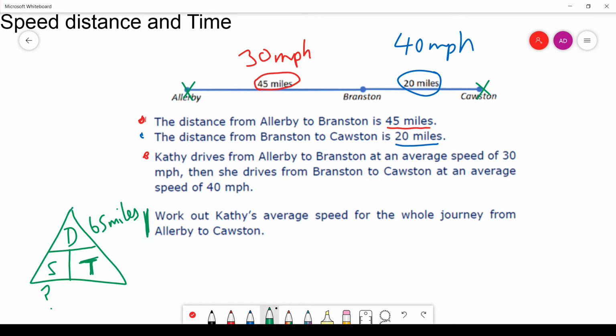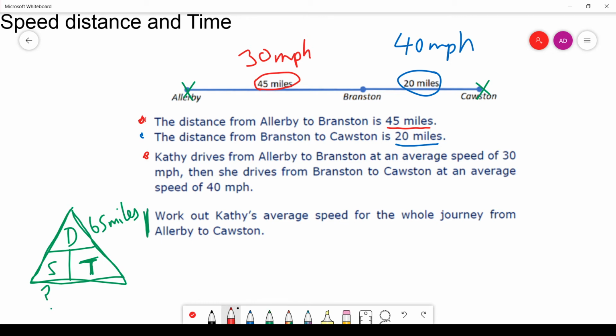Now, in this triangle over here, I've got two unknowns. The only thing I know is the distance, but I don't know what the speed is, what I'm trying to work out, and I don't know what the time is. So you can't have two unknowns in a triangle. You can't work with it. So we need to go back and look at the clues that were given to us.